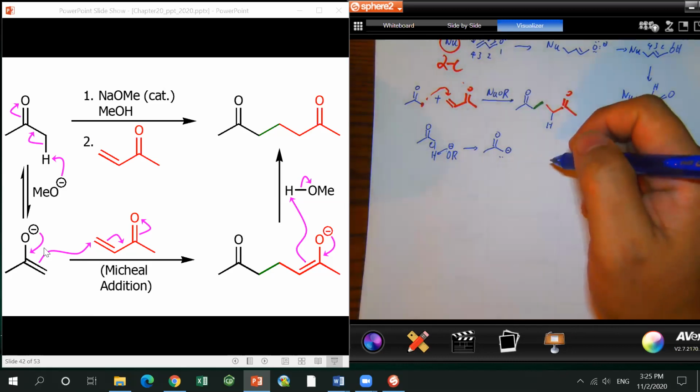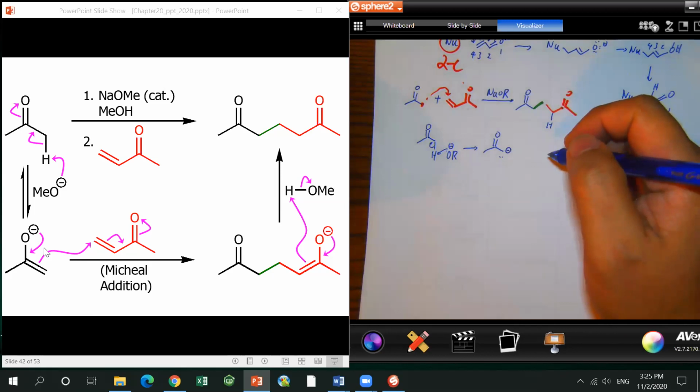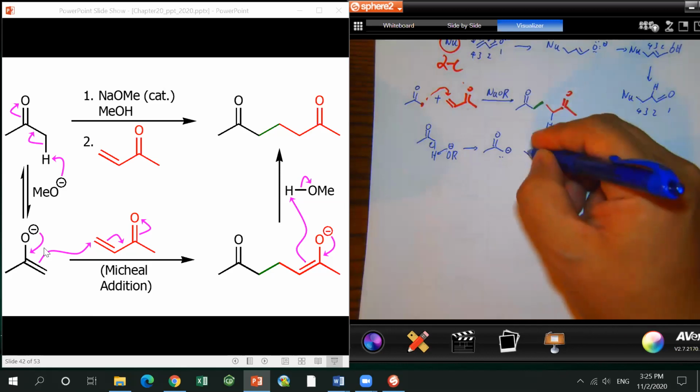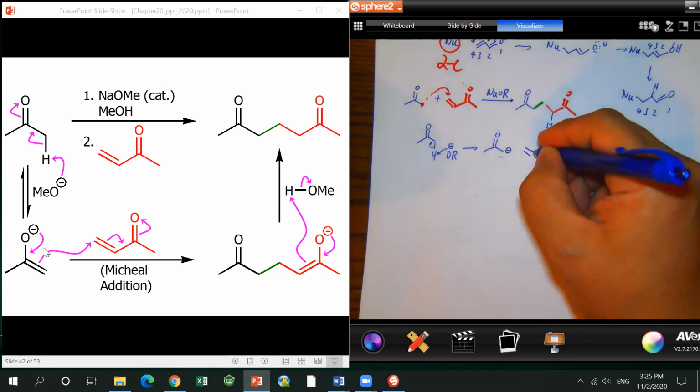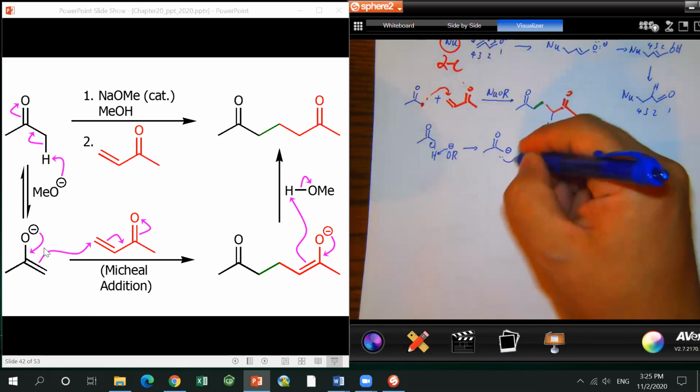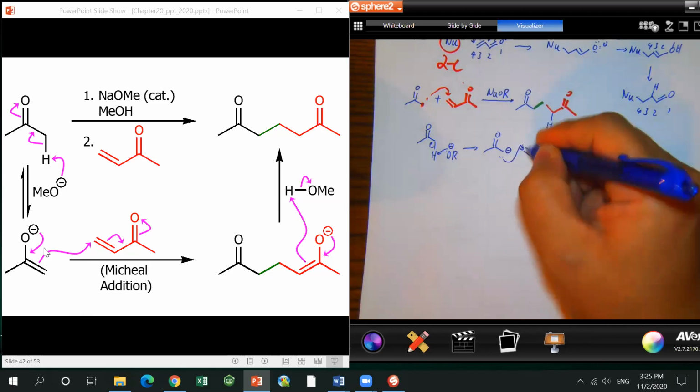So for the addition to the alpha beta unsaturated ketone, you can also draw it this way, so you don't need the shift. Only shifting once should be enough. Here, this guy attacks the last carbon.